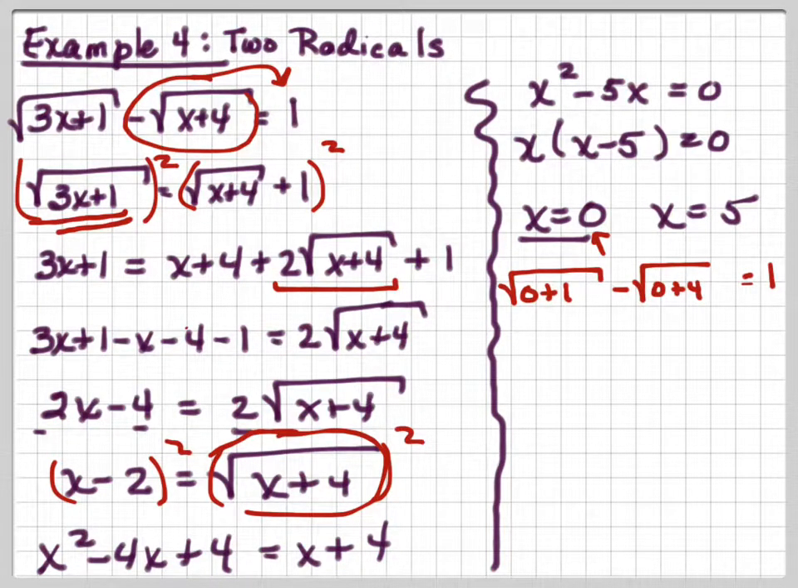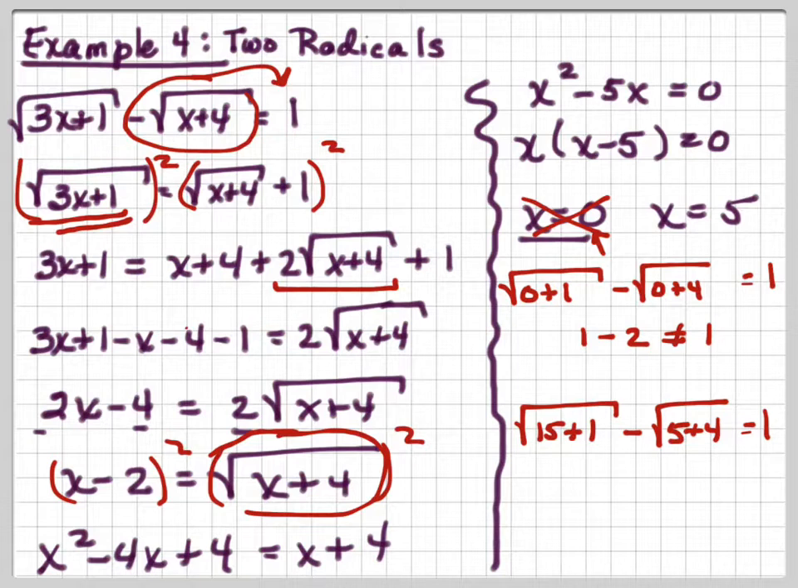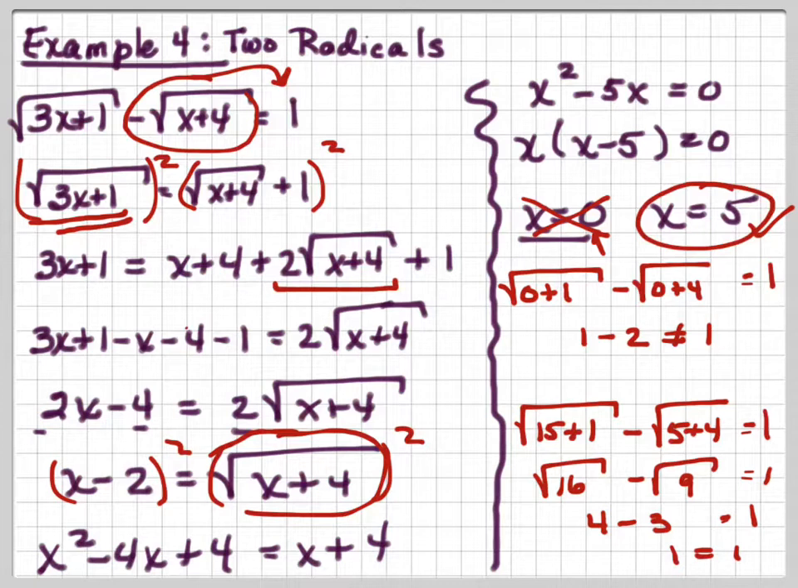So let's try 0. Square root of 0 plus 1 minus square root of 0 plus 4 equals 1. So I have 1 minus 2 does not equal 1. So I'm going to have to disregard my x equals 0. My second one, my 5: square root of 15 plus 1 minus square root of 5 plus 4 gives me square root of 16 minus square root of 9, which is 4 minus 3, which is 1. So this one works. So my only answer here is x equals 5.